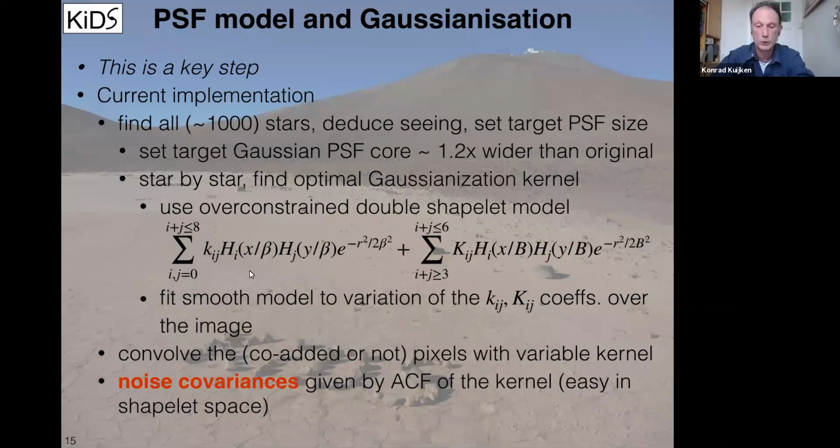And importantly, we propagate the noise covariances. It's basically the autocorrelation function of this kernel that we have. You need to keep this to do your error analysis on the photometry of these PSF Gaussianized stacks. And again, this is fairly easy in shapelet space.